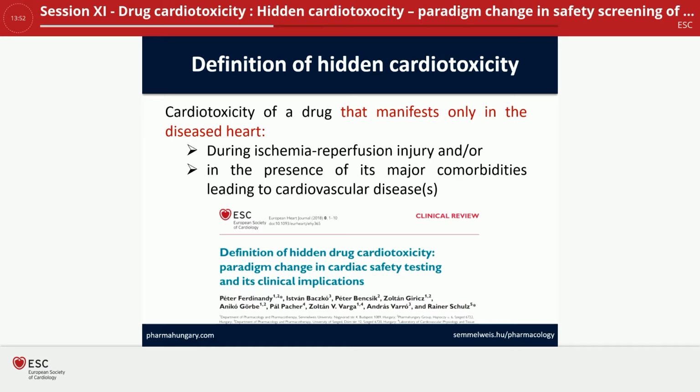So this is the definition we put forward in the European Heart Journal paper, which is actually 2019, it just had the final pages. We postulated that hidden cardiotoxicity is the cardiotoxicity of a drug that manifests only in the diseased heart, either during ischemia reperfusion injury, or in the presence of major comorbidities like hypercholesterolemia and diabetes and so on.